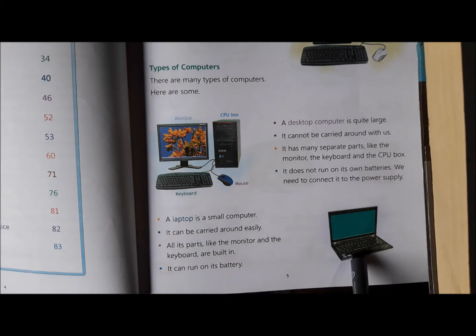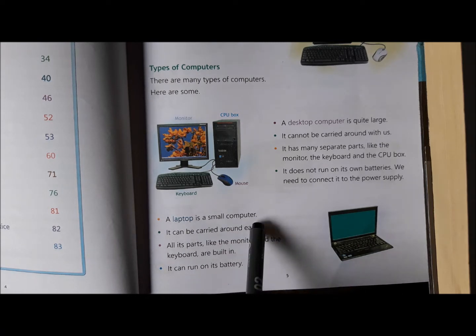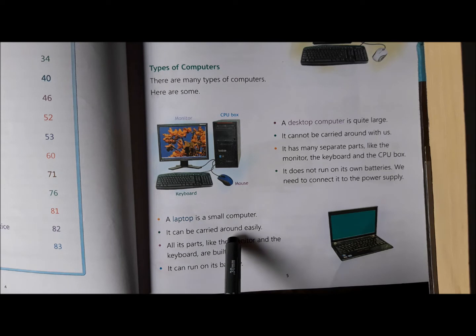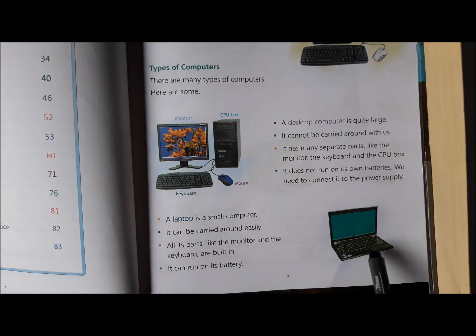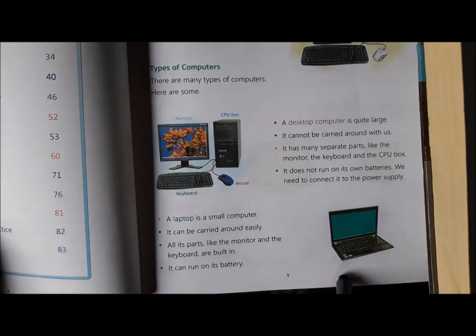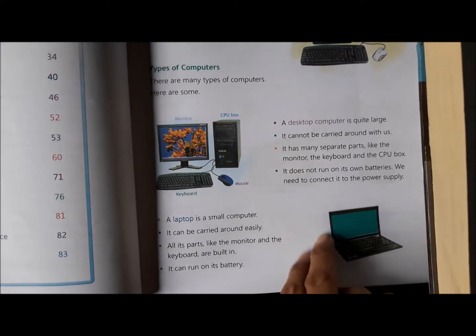Then we have this one. What is this? It's a laptop. A laptop is a small computer. It can be carried around easily. All its parts like the monitor and the keyboard are built in. You can see the keyboard is here and the monitor is here. Everything is one small unit. It can run on its battery. You can charge it and it's going to run on its own battery.